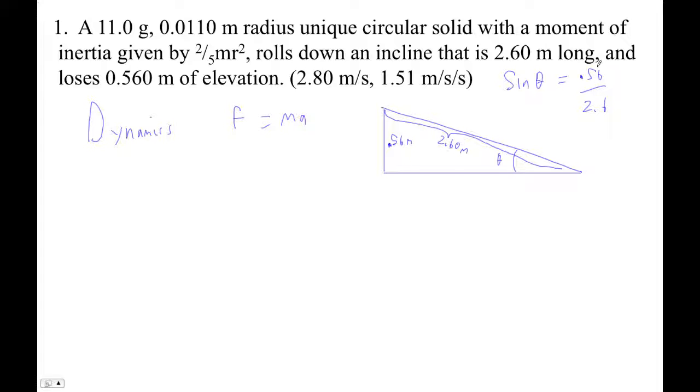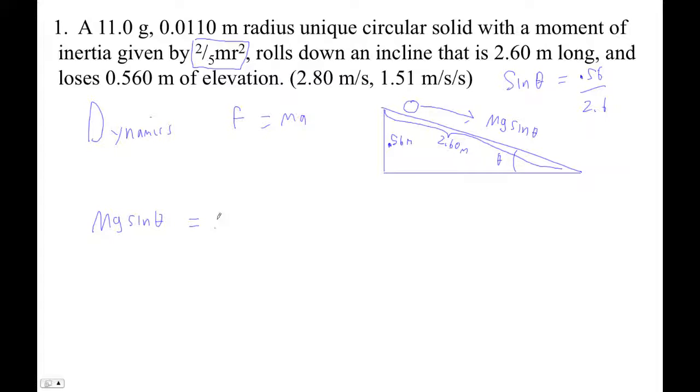So we actually don't even have to calculate what the angle is and then take the sine of it. The sine just is 0.56 over 2.6. All right, so let's set this up, as this marble is 2/5 mr squared. As the marble rolls down this plane, there's a component of gravity, mg sine theta, acting down the plane. And so we've got mg sine theta is the force.